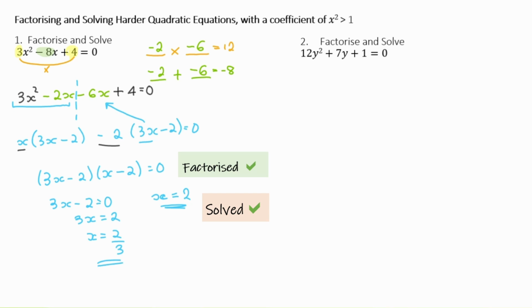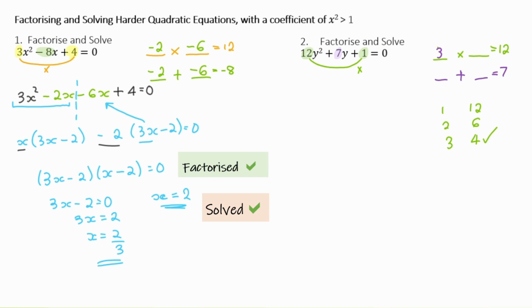For number 2, we have to factorize and solve 12y squared plus 7y plus 1 is equal to 0. So we are first going to multiply 12 and 1, which means we are looking for a number that multiplies to give us 12. And those same two numbers should add to give us 7. So we are going to look for the factors of 12, which are 1 and 12, 2 and 6, and 3 and 4. The ones that add to give us 7 are 3 and 4.